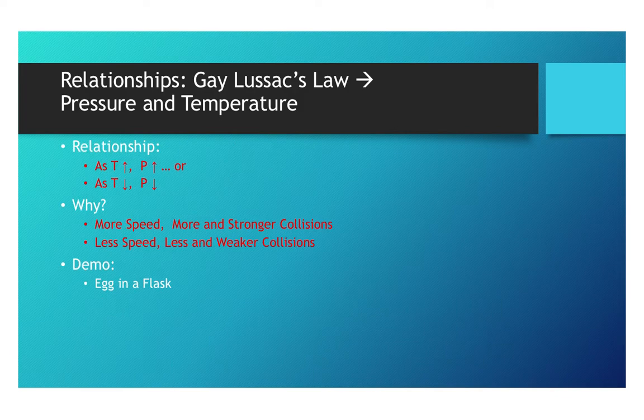So once again, to help us explain why, we simply say when the temperature goes up, there's more speed, right? So temperature up, more speed, temperature down, less speed. If that's the case, there are more and stronger collisions if the temperature is up, so that's going to cause my pressure to go up. If the temperature goes down, there's less speed, so that's less and weaker collisions, and so that's going to cause the pressure to go down.